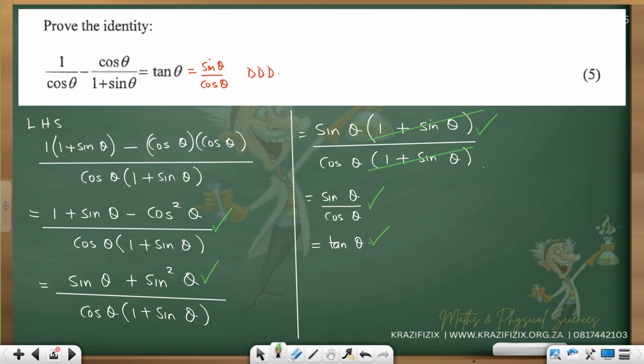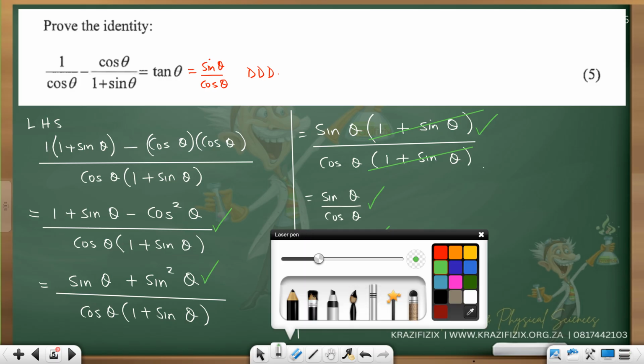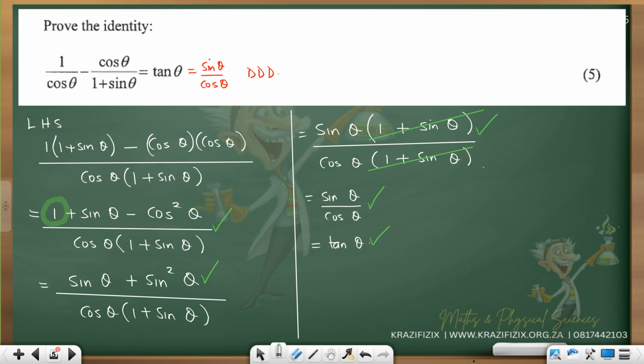Keep on simplifying. Please, is there anyone who is lost? You want to ask me a question? Remember, we could also have taken this 1 and written it as sine squared theta plus cos squared theta, and that will cancel out, leaving me with sine squared theta plus sine theta. All right, another 5 marks in the bag. Let's move quickly.